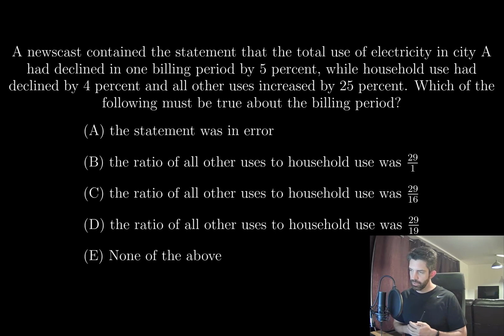So here's what my approach is going to be: simply to introduce some variables that represent the total amount used by households and by other areas, and write down some relations that these variables have to satisfy based on the information that's given.